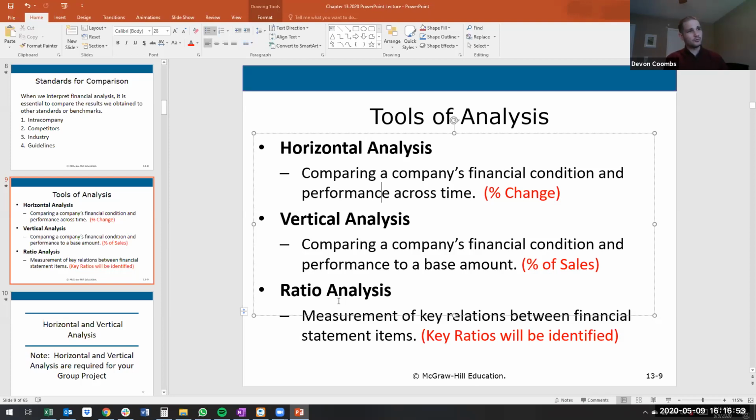So these are our three tools, right? Horizontal, we're looking across time. Vertical, we're comparing against a larger bucket, either total sales or total expenses, revenue, net sales, and looking at individual line items against that bucket. And then ratio, looking at key indicators of a business. What we can also think of as almost a management dashboard.